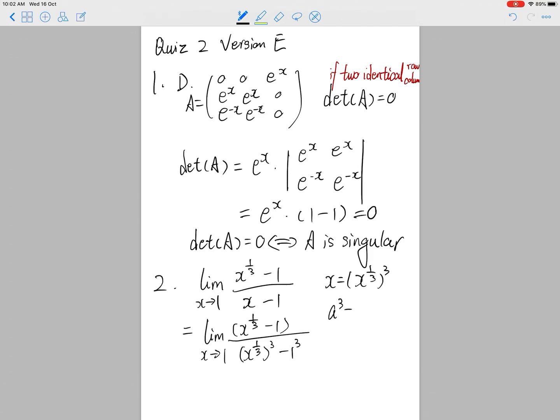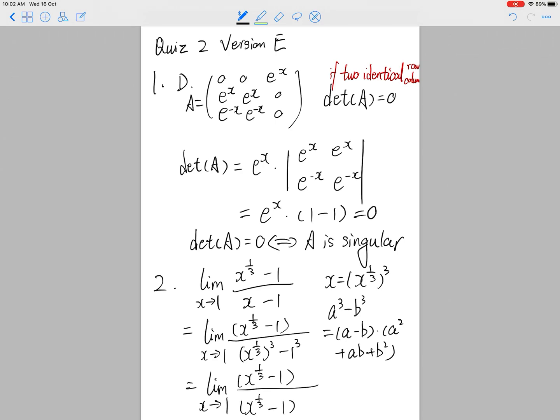Then a cubed minus b cubed is (a minus b) times (a squared plus ab plus b squared). So this part is a minus b times a squared plus ab plus b squared. Okay, you can see these two cancel out.